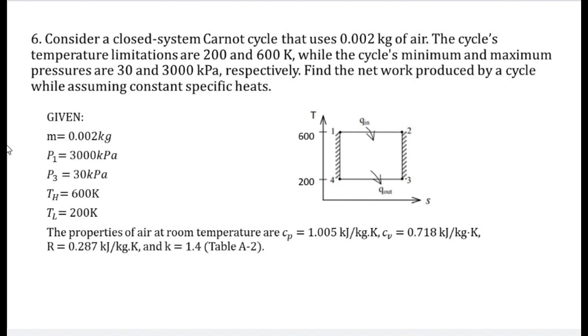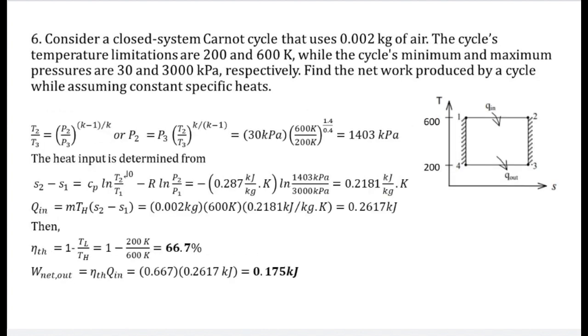So in the given, we have here the mass 0.002 kilogram. The pressure 1 is equal to 3000 kilopascal. Pressure 3 is equal to 30 kilopascal. And the maximum temperature is 600 Kelvin and the minimum temperature is 200 Kelvin. The specific heats can be found in Table A2, so you'll just get the corresponding CP, CV, and the R, and also the compression ratio that is given in the table.